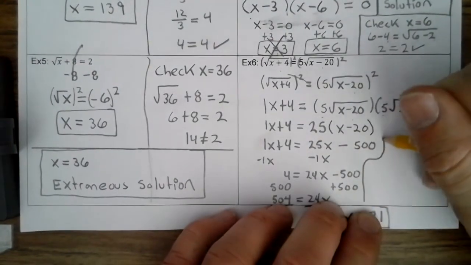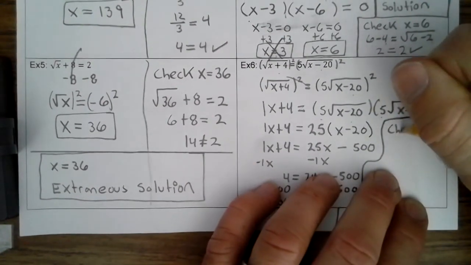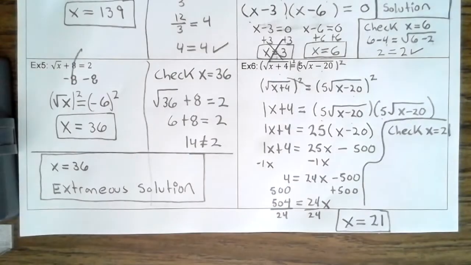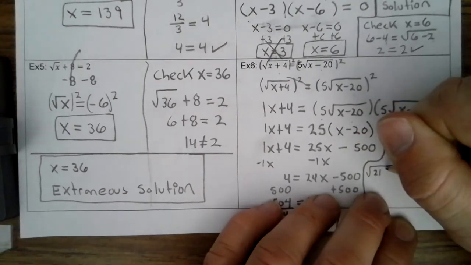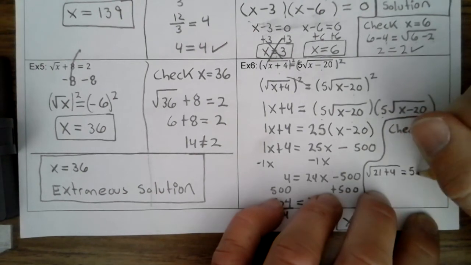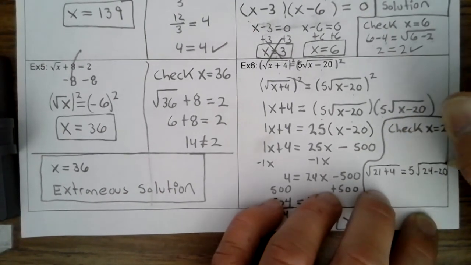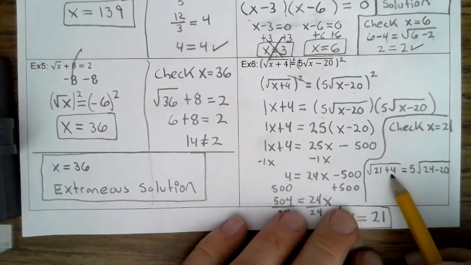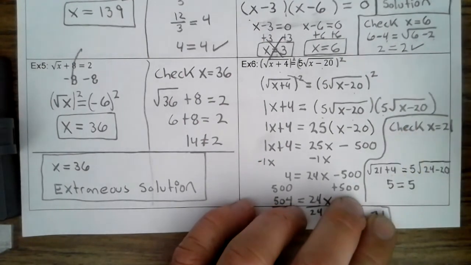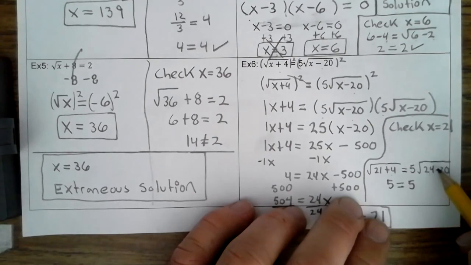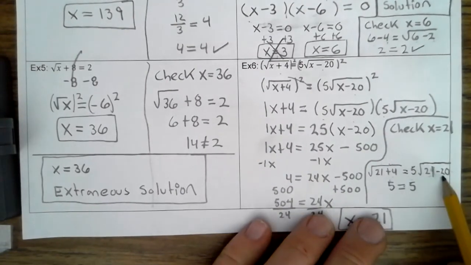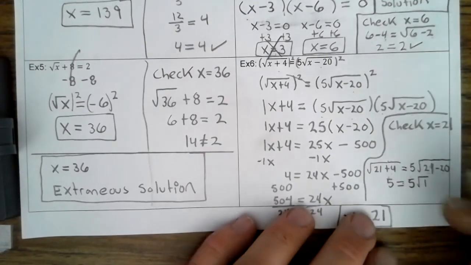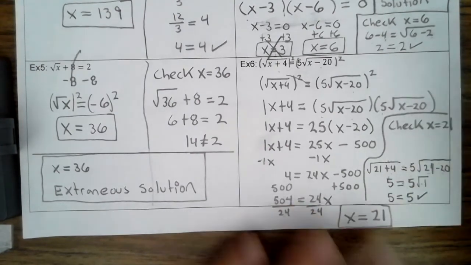Okay, we don't have much room, but I think we have enough room to check. So we're going to check x equals 21. Okay, so we substitute 21 in for x, so that's the square root of 21 plus 4 equals 5 times the square root of 21 minus 20. Now, 21 plus 4 is 25. The square root of 25 is 5. So 5 equals 5. Oh, whoa, whoa. That shouldn't be a 24. That's a 21. 21 got in there. 21 minus 20 is 1, the square root of 1 is 1. So 1 times 5 is 5. 5 equals 5. So 21 checks.